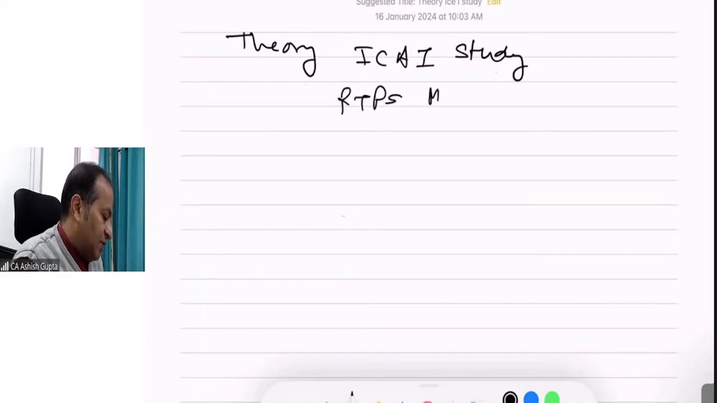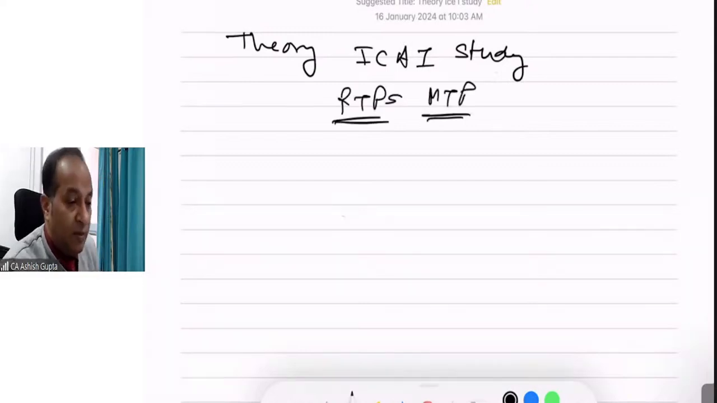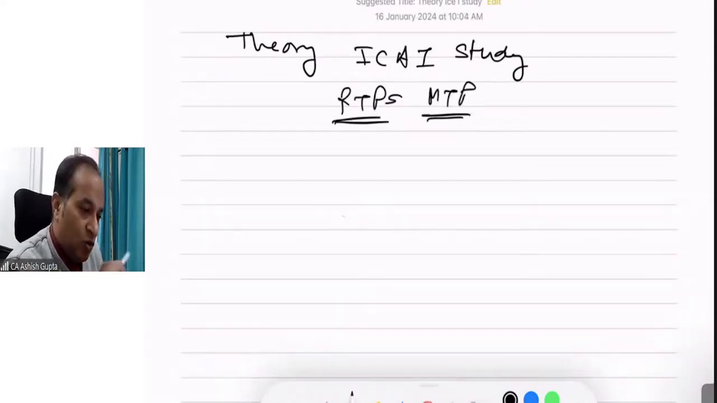Then the mock test papers. From these, you can understand how theory questions can be asked in the examination. Students, once you have gone through the concepts, you will not face any problem. In the last session, I will discuss the pattern of how questions can be asked. Then you will not face any problem.